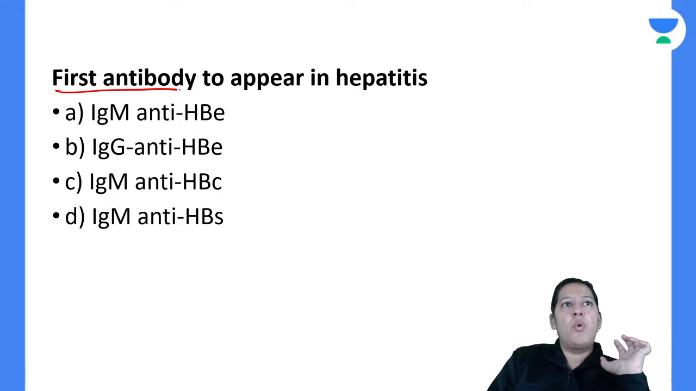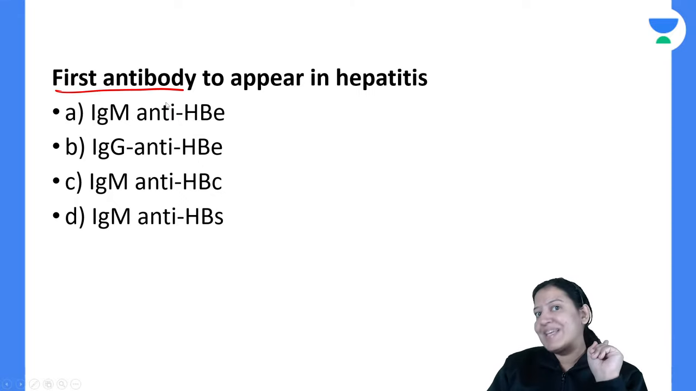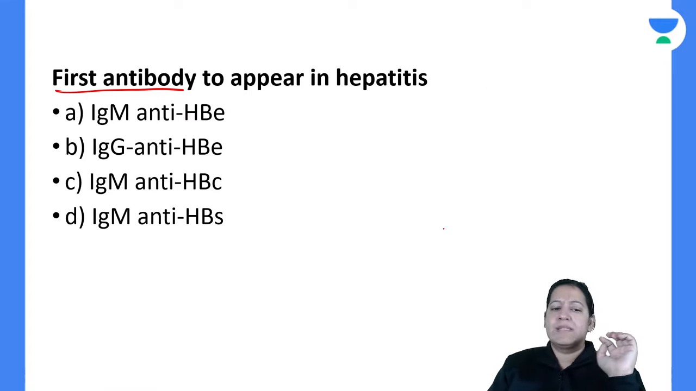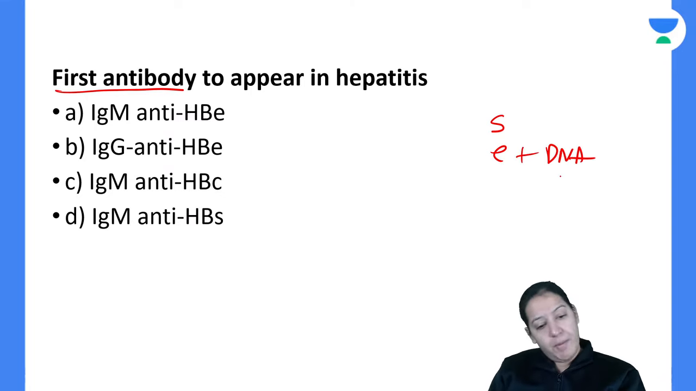First, antibody to occur in the blood. Antibody. I'm not asking antigen. Antibody means sabse pehle kaun aata hai? You know the sequence, na? So if you ask, first antigen is S, then second antigen is E plus DNA. That is about antigen. What about antibodies?